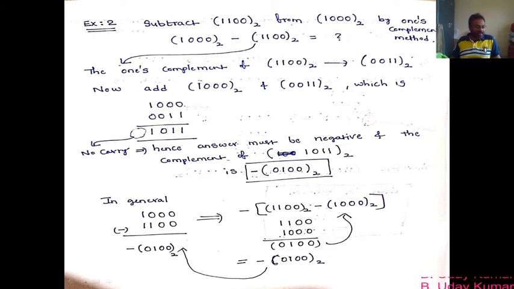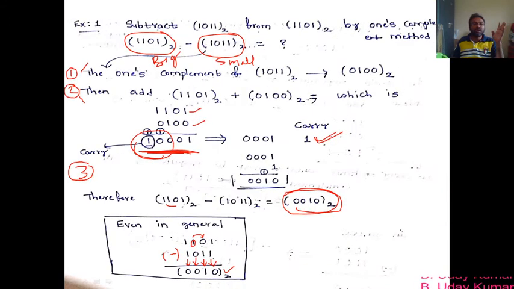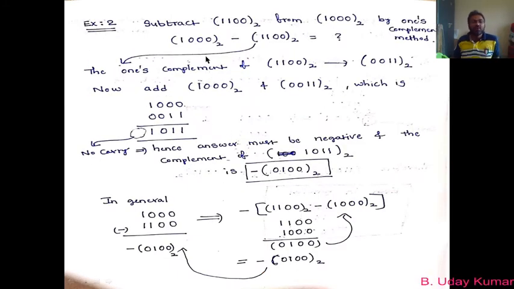So this is the second example where the answer will be negative. I have taken two examples, one giving a positive answer and one a negative answer. Example 1 is the case in which you are subtracting a smaller binary number from a bigger binary number, and hence the answer is positive. But in example 2 the answer will be negative. That means you are subtracting a bigger value from the smaller value. So that example we will try to understand in this case.